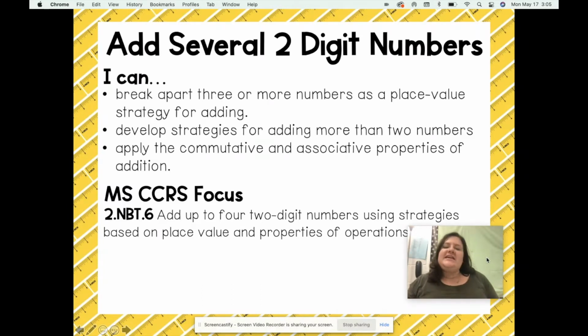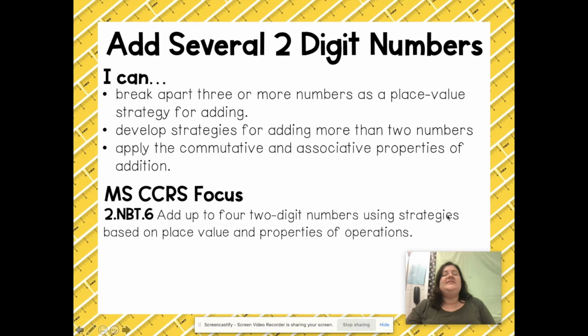Our I can statements for this video are: I can break apart 3 or more numbers as a place value strategy for adding. I can also develop strategies for adding more than 2 numbers. I can also apply the commutative and associative properties of addition. And our focus standard for this video is 2.NBT.6. Add up 4 two-digit numbers using strategies based on place value and properties of operations.